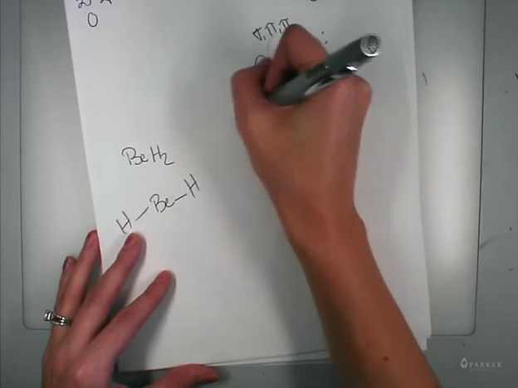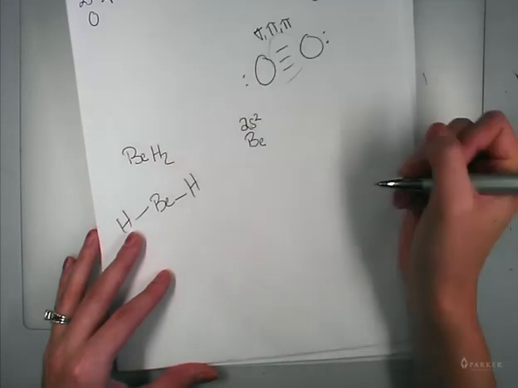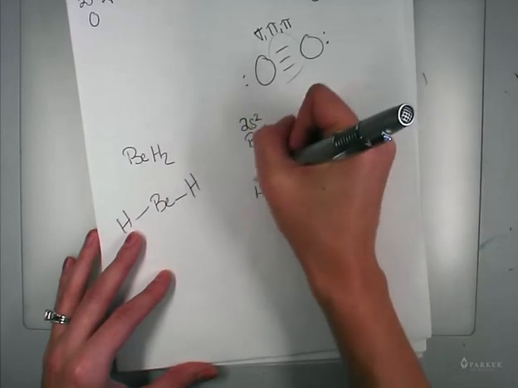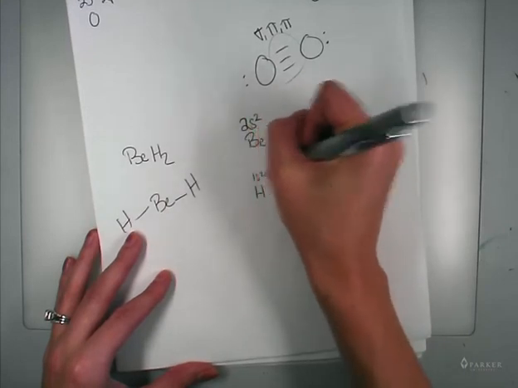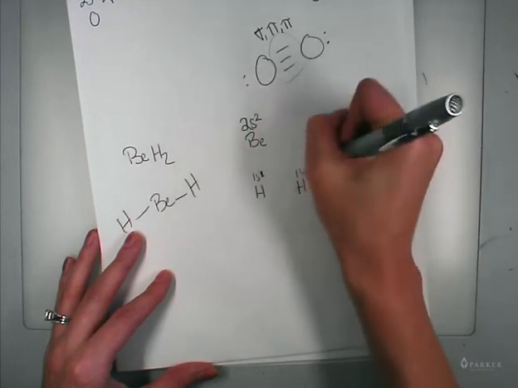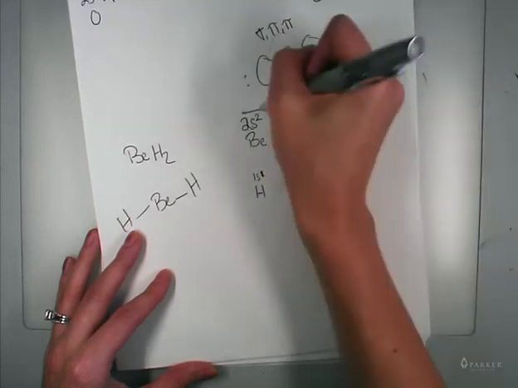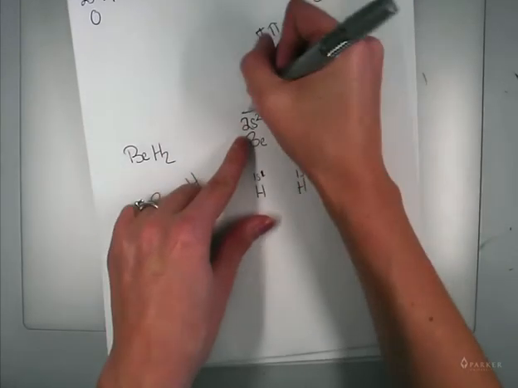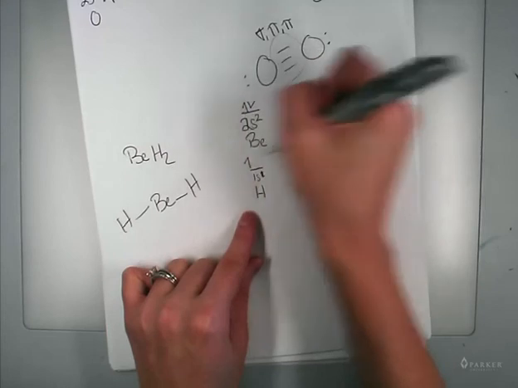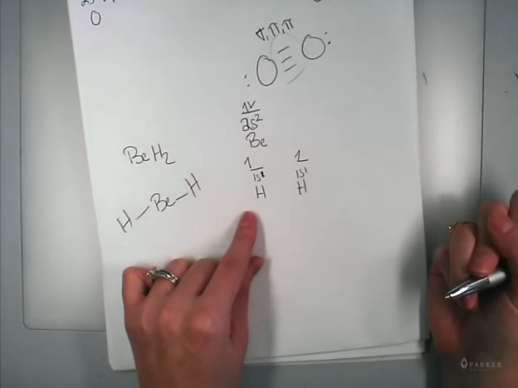So the valence electrons, let me just put the valence, would be 2s2. And then for hydrogen, we have 1s1. We have 2 of them. And if we put our arrows on there, we have this 2s2, so we'd have 2 arrows, one going up, one going down, and our hydrogens have 1 each.